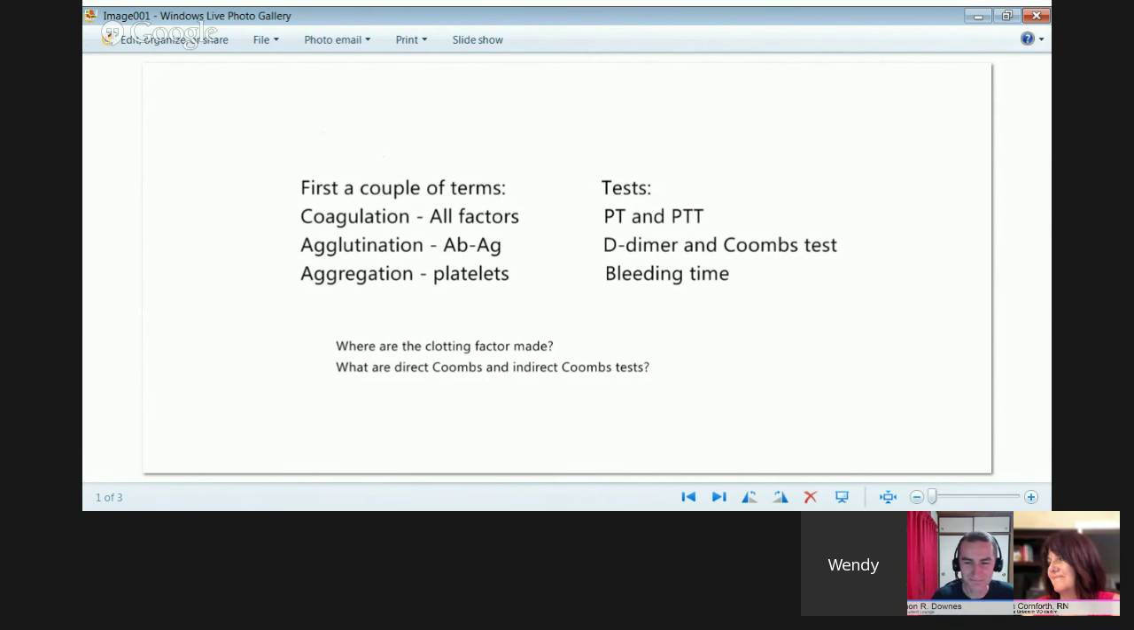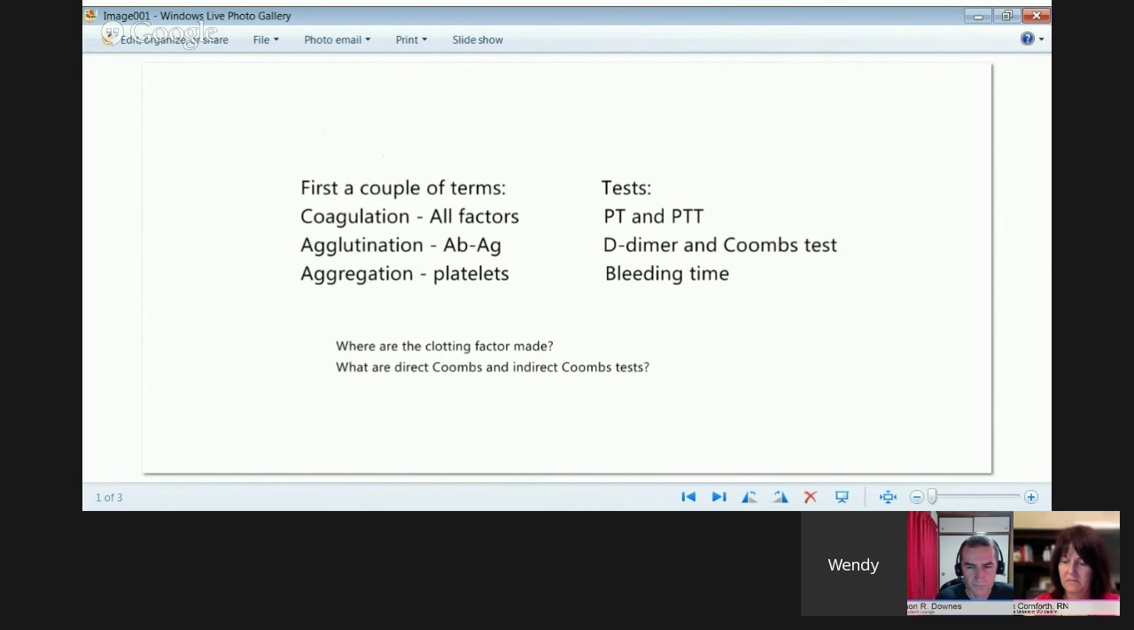All right. So agglutination, those are our D-dimer and Coombs tests. And aggregation is when we talk about platelets, so that would be our bleeding time.